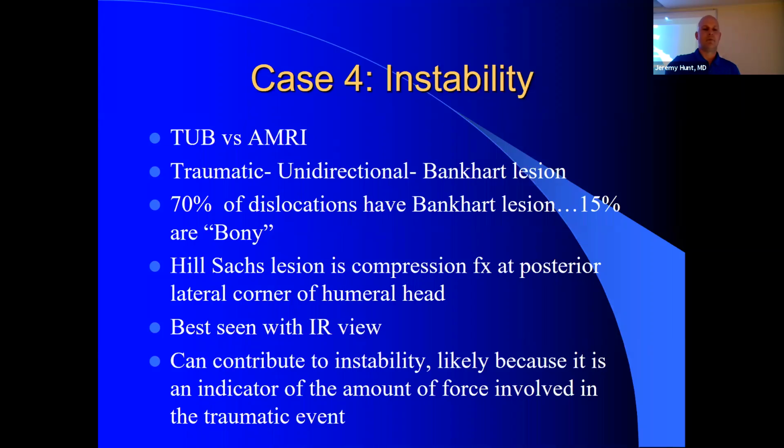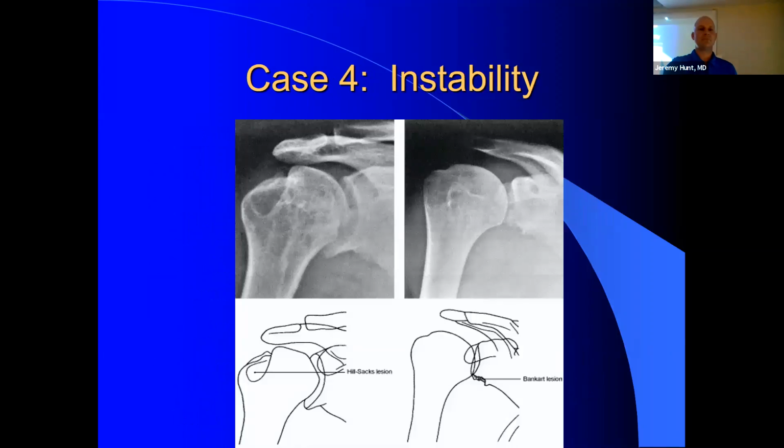So the force, when you see the Hill-Sachs lesion, it tells you there's probably been greater force, and it can be associated with more chance of dislocating again. So these are some pictures of what those look like. You can see the big divot on the humeral head on the picture on the left. And then you can barely see a little notch there that's pointed out a little bit better in the drawing below of a bony Bankart lesion on the inferior aspect of the glenoid.